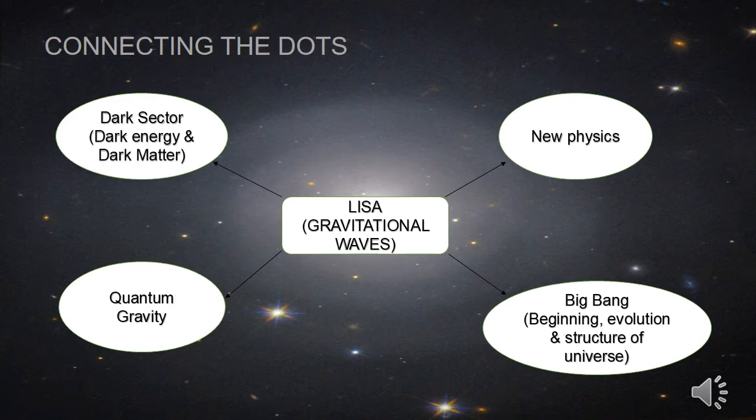Dark sector comprises dark energy and dark matter. For dark energy, at late times, LISA will probe the expansion with standard sirens and will determine the Hubble constant, which describes the expansion rate of the universe. For dark matter, LISA observations of rotating black holes could constrain or detect certain light bosonic fields that have been proposed as dark matter candidates.